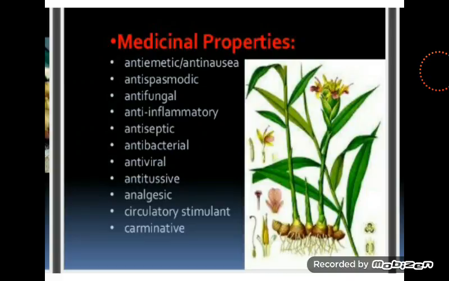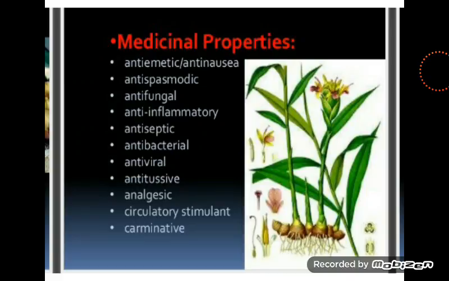So it prevents vomiting. Then it is antispasmodic, which means it prevents spasm. Spasm is an involuntary contraction of the muscle. Your muscle is contracting, you are not asking your muscle to contract, yet it's contracting. That's called spasm. Then we have antifungal. It prevents fungal kinds of diseases. Then anti-inflammatory. It prevents swelling. Antiseptic. It means it prevents germs.